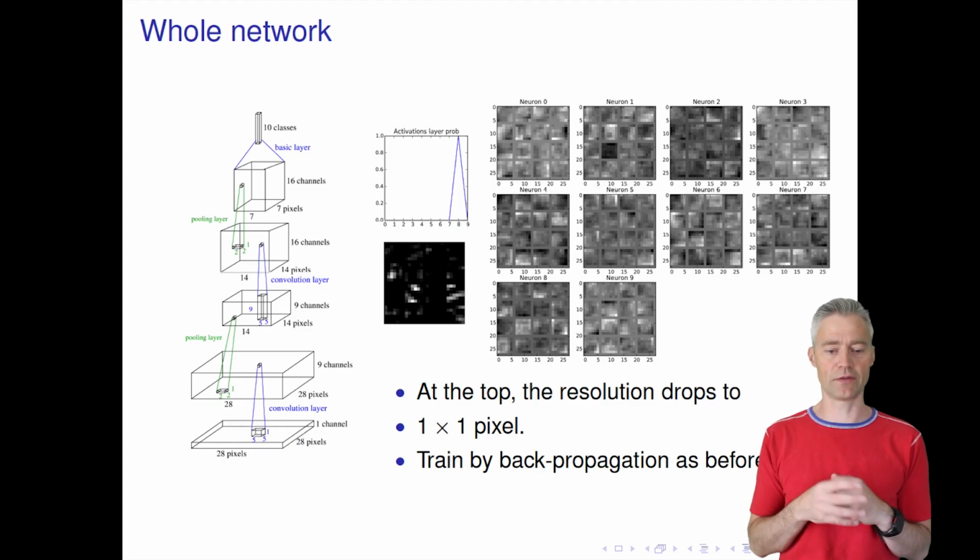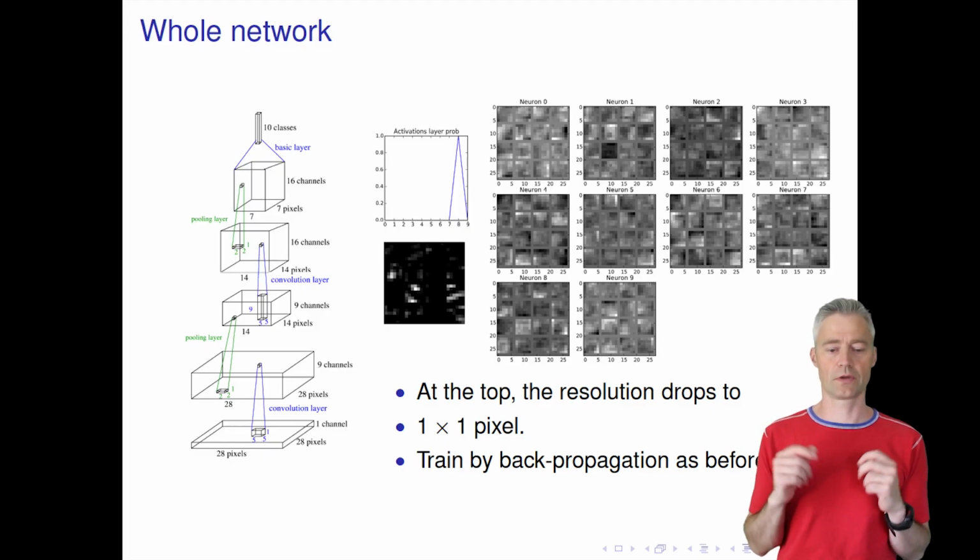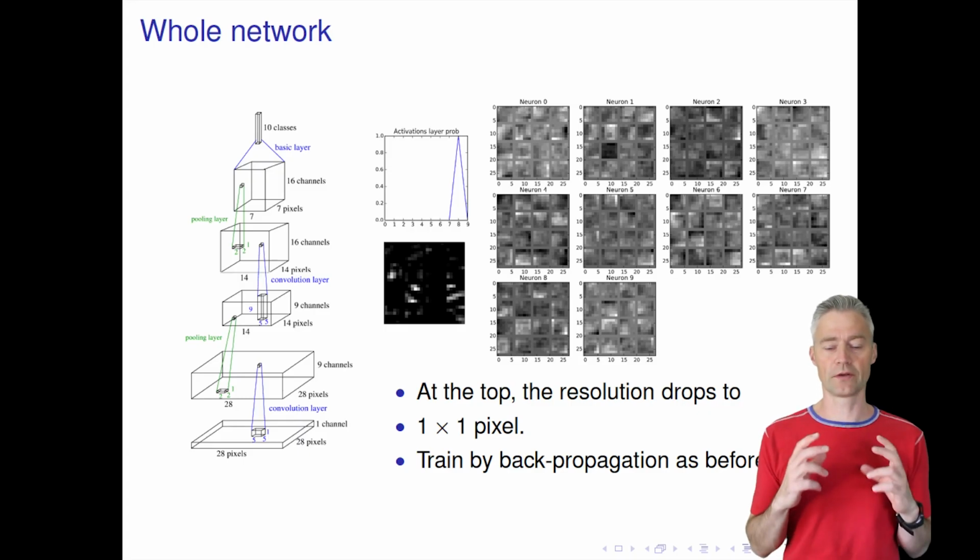And you can see here we give it this 8, and you can see that it has a high probability for the class 8. And you can also see the kind of different filter images that it produces along the way.